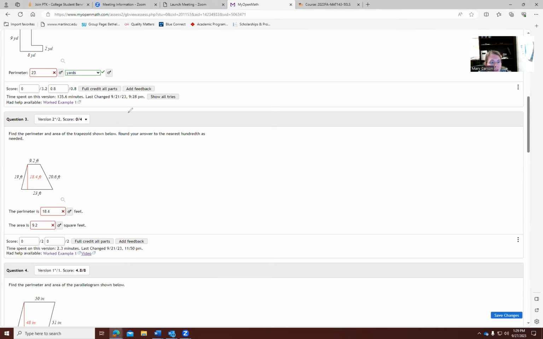And if you went back and looked at your notes, you should have had the area formula, which is 1/2 base times your height's added together. It's taking a while to load, but anyway. If I was to do this one, I would add the perimeter. Perimeter is equal to 9.2 plus 20.6 plus 23 plus 19. Add all those together, and that's 71.8 feet here, sorry.